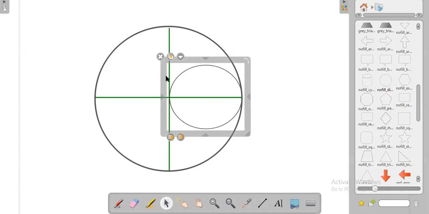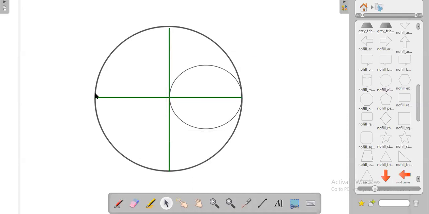So this bigger circle is r is equal to 0, and this is r is equal to 1. If I draw a line like this, that is clearly x is equal to 1. This line is x is equal to 1 and this is x is equal to 2.